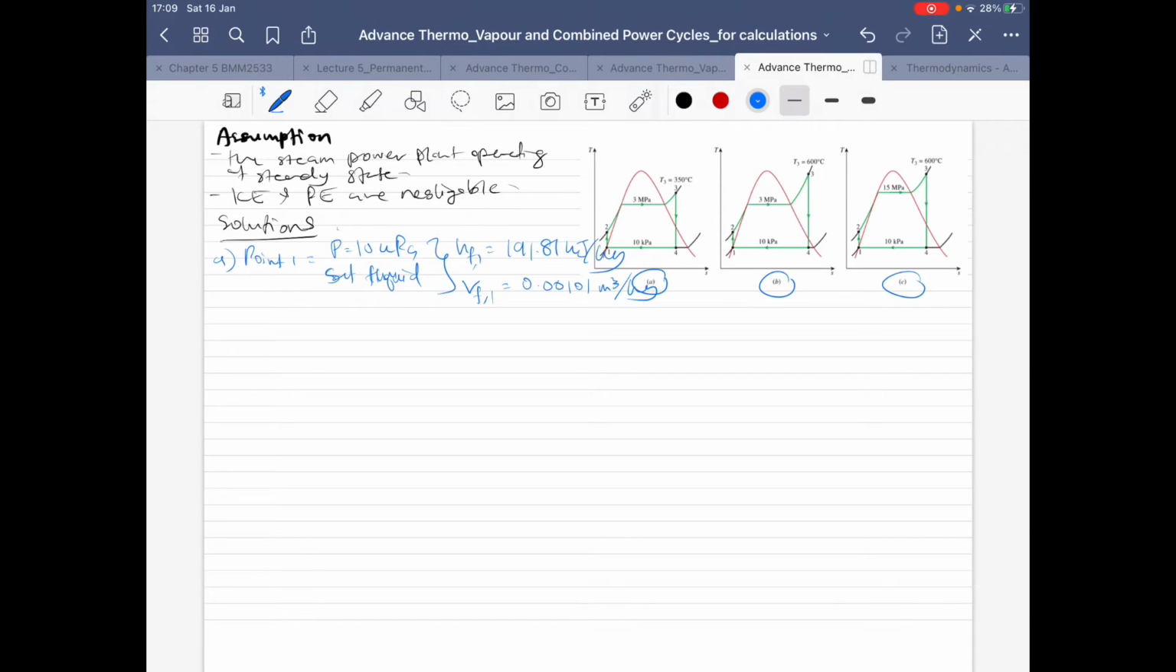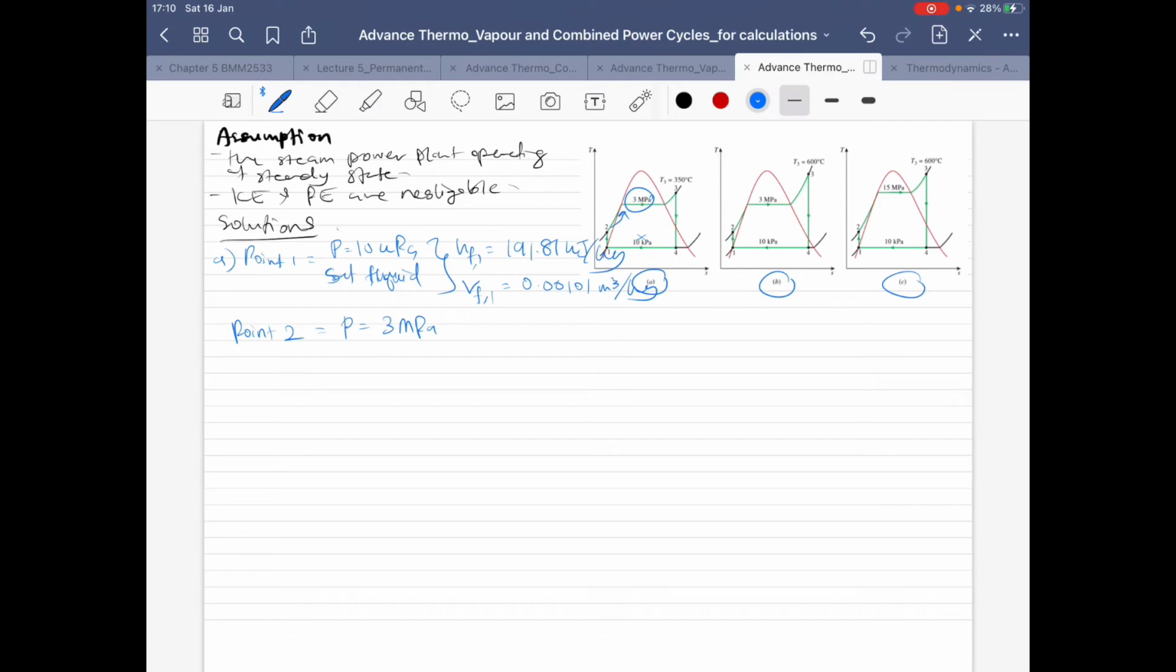Okay, how about at point 2? So what is the value that we have at point 2? Be careful. I remember some students mistakenly thought that point 2 is also 10 kilopascal. No, at point 2 the pressure is already 3 megapascal. Take the upper one, not this one. For point 2 take this one. Okay, 3 megapascal.